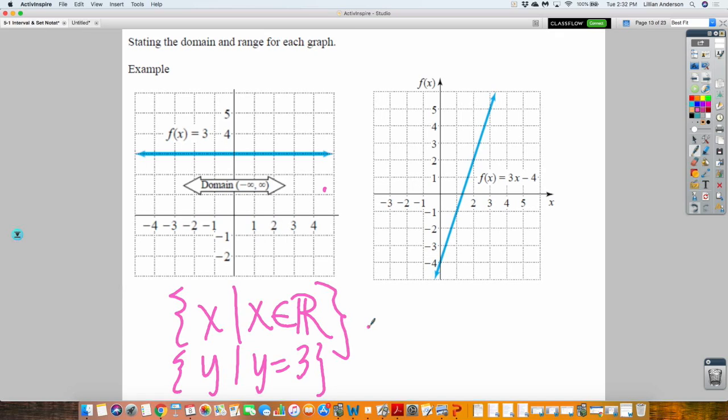Negative infinity to infinity, or all real. Okay? So then you would just change it up and you would use Y's for that. Questions? Same concept still applies. How far left does this graph go? How far right does this graph go? Because we read just like a book. We read from left to right.